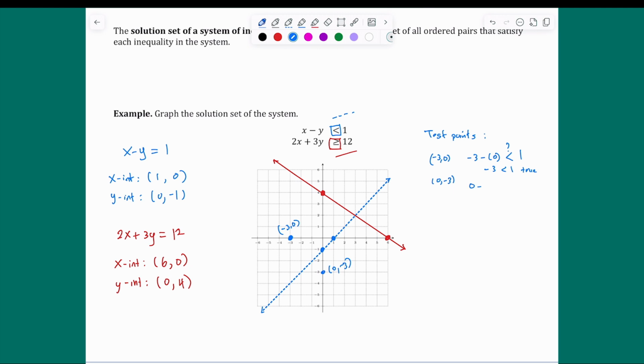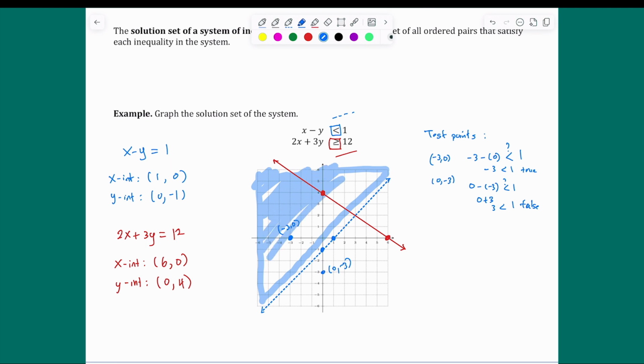So 0 minus a -3, is this less than 1? Well, this becomes basically 0 plus 3, so is 3 less than 1? That is false, so we won't shade that side. So what I like to do is then shade the corresponding side that goes that way. Okay, so that's my corresponding side going that way.